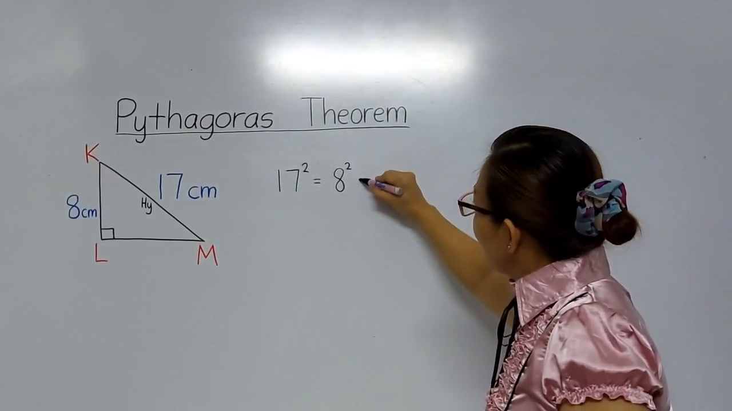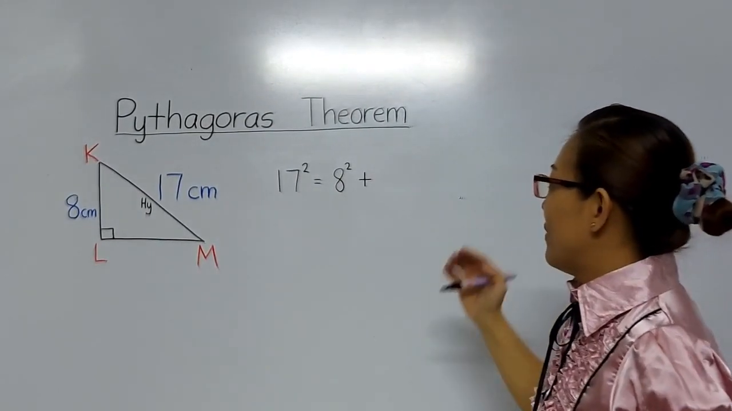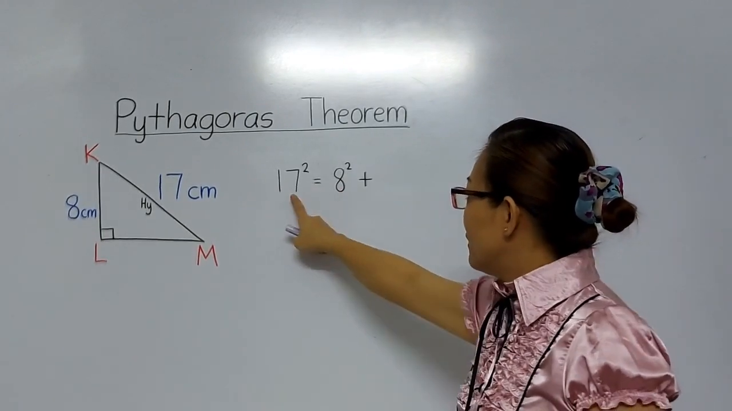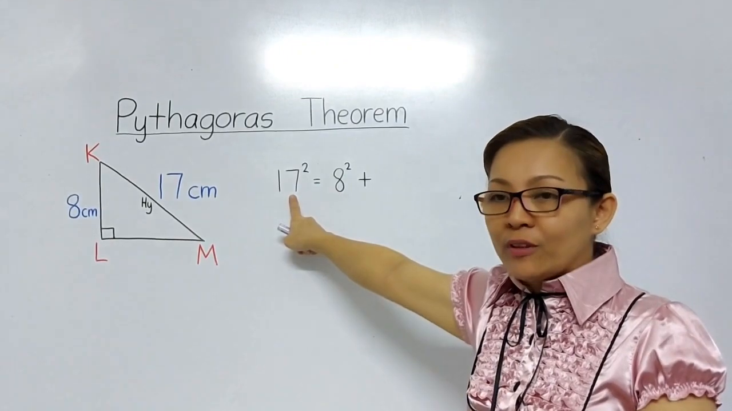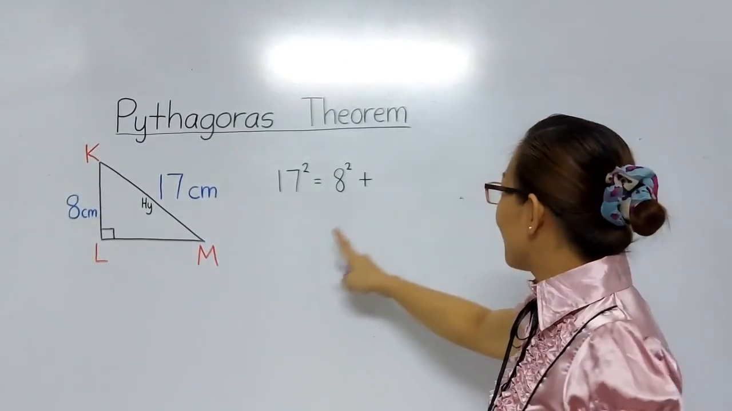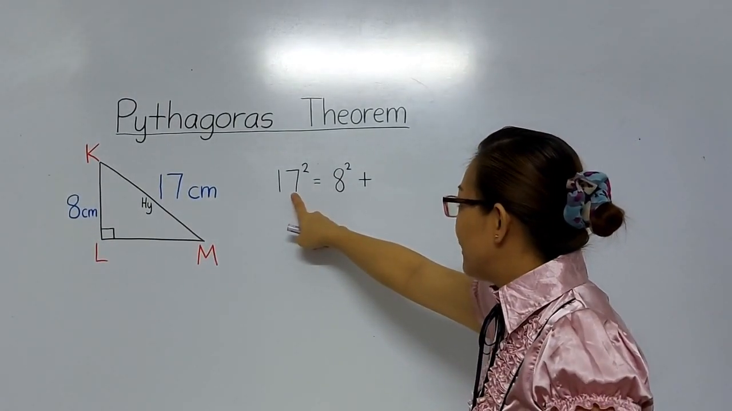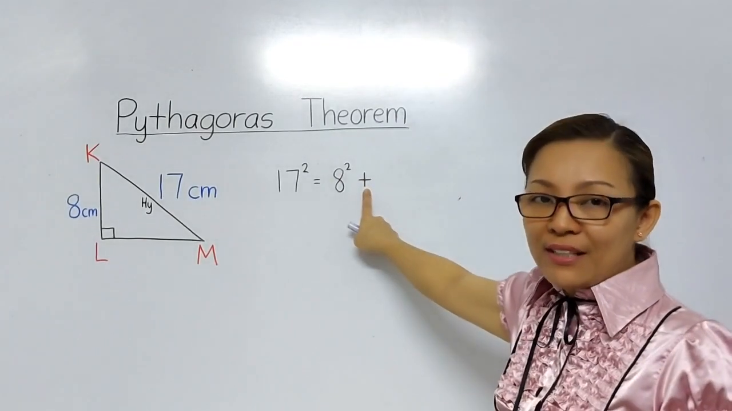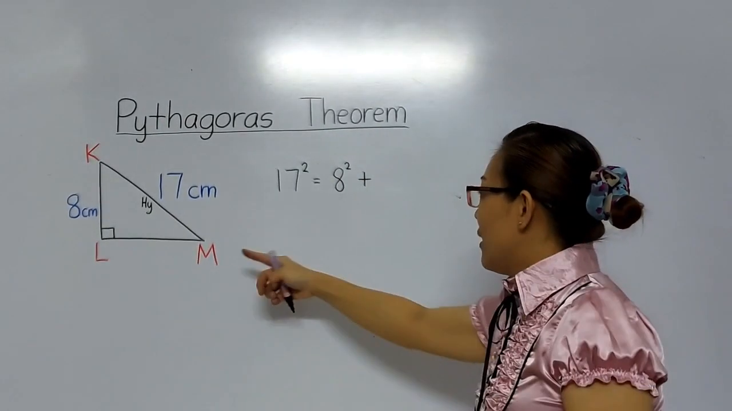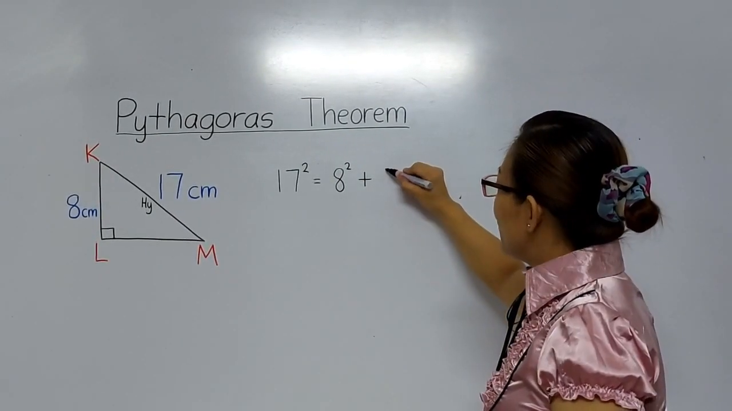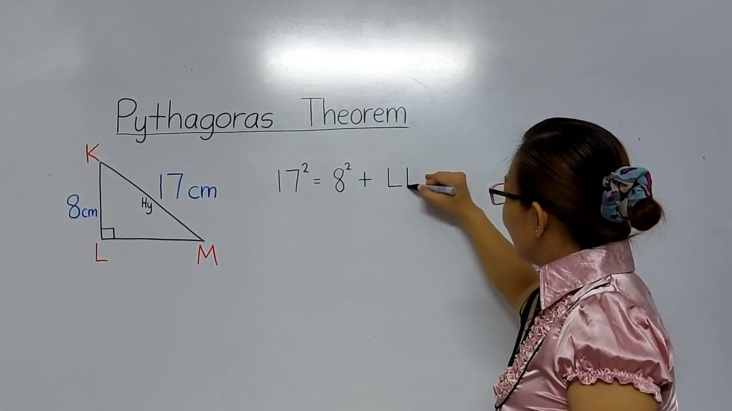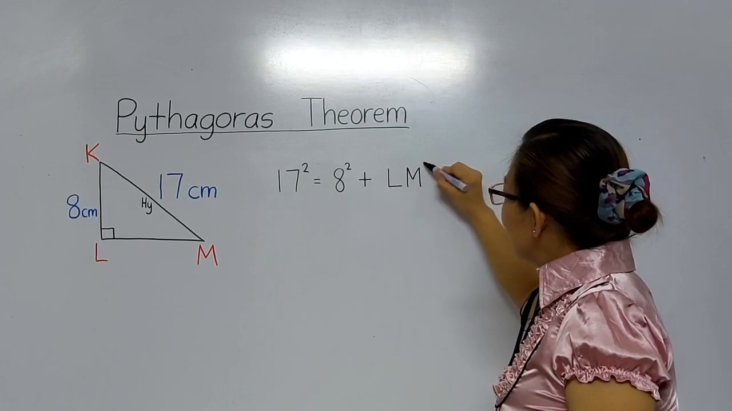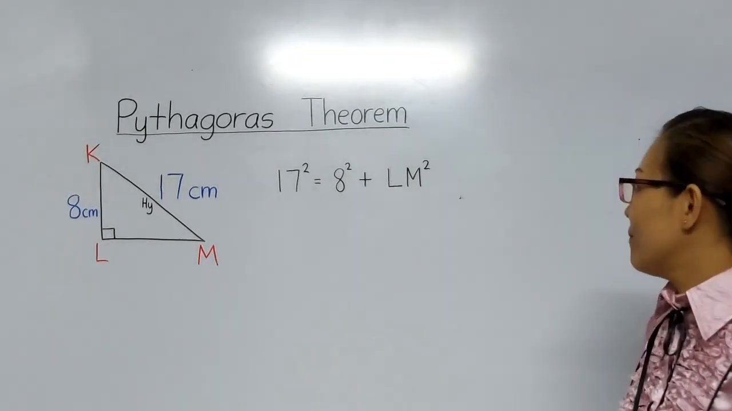And this must be a plus. That is because you start the sentence by using hypotenuse length. Alright? So if this is from the hypotenuse, this one is definitely a plus symbol. And the last part here, we use the name of the corners of the triangle. So I write as LM square.